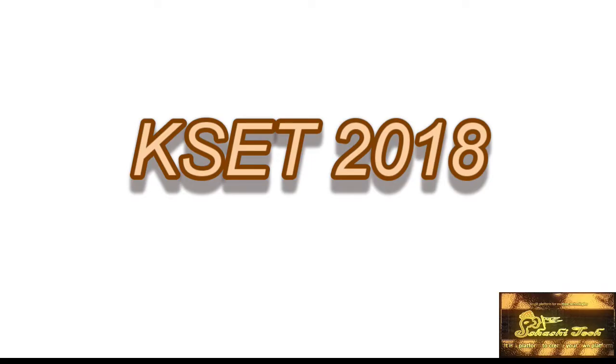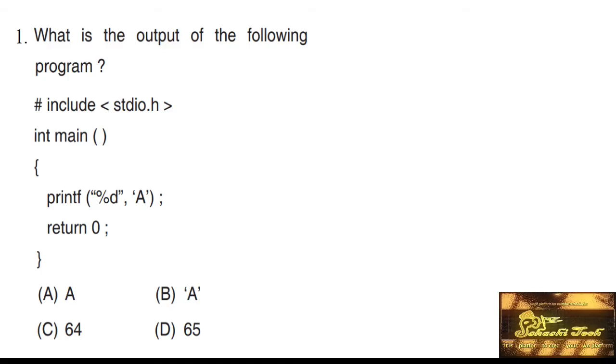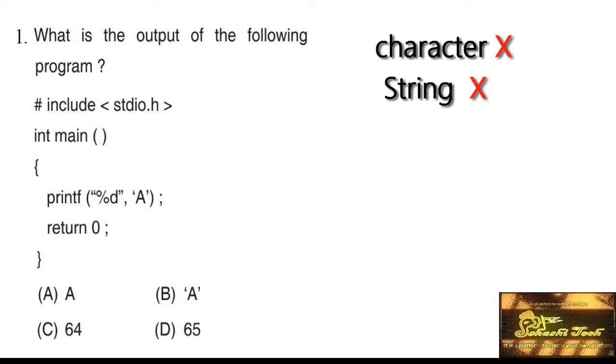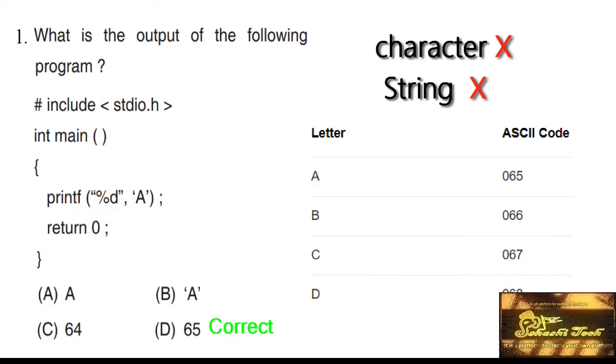In this video, we are going to solve KSET 2018 paper 2. The first question is, what is the output of the following program? #include <stdio.h>, int main, printf %d with a single-quoted 'A', return 0. Here, the program is going to print the value of 'A' as an ASCII code. It is not going to consider it as a character or a string. The ASCII code of 'A' is 65. So, the option is D.